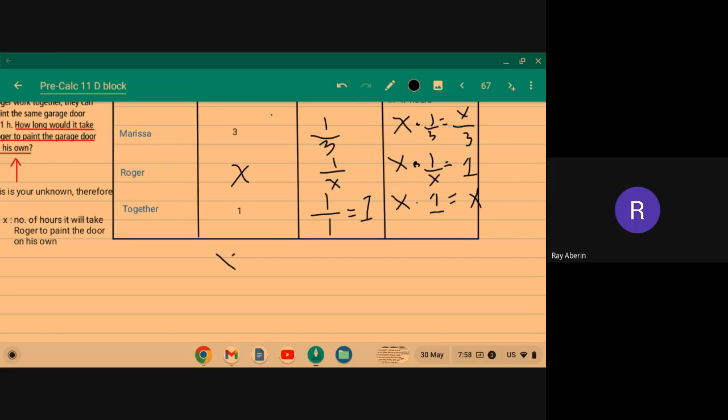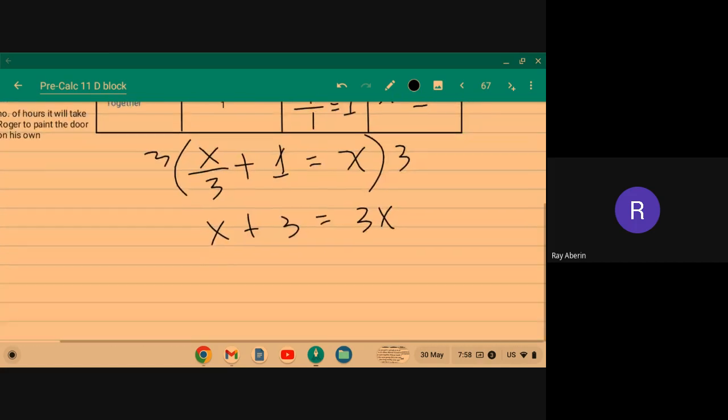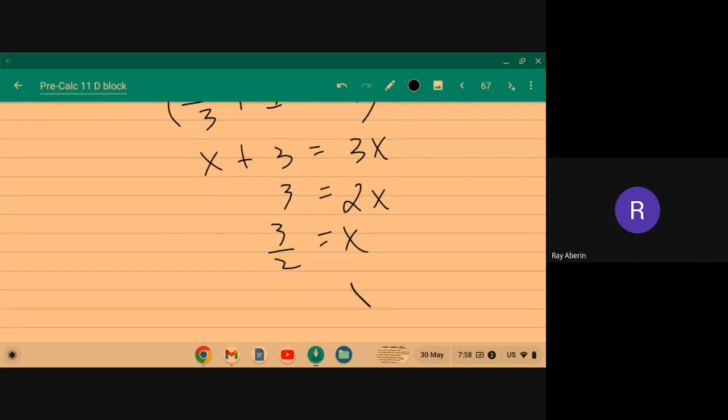Marissa plus Roger is equal to them working on it together. All right, and this is quite simple. You multiply both sides by 3. This is X plus 3 equals 3X. 2X equals 3. X is equal to 3 over 2, or 1.5. And what does that mean? It would take Roger 1.5 hours to work on the garage door by himself.